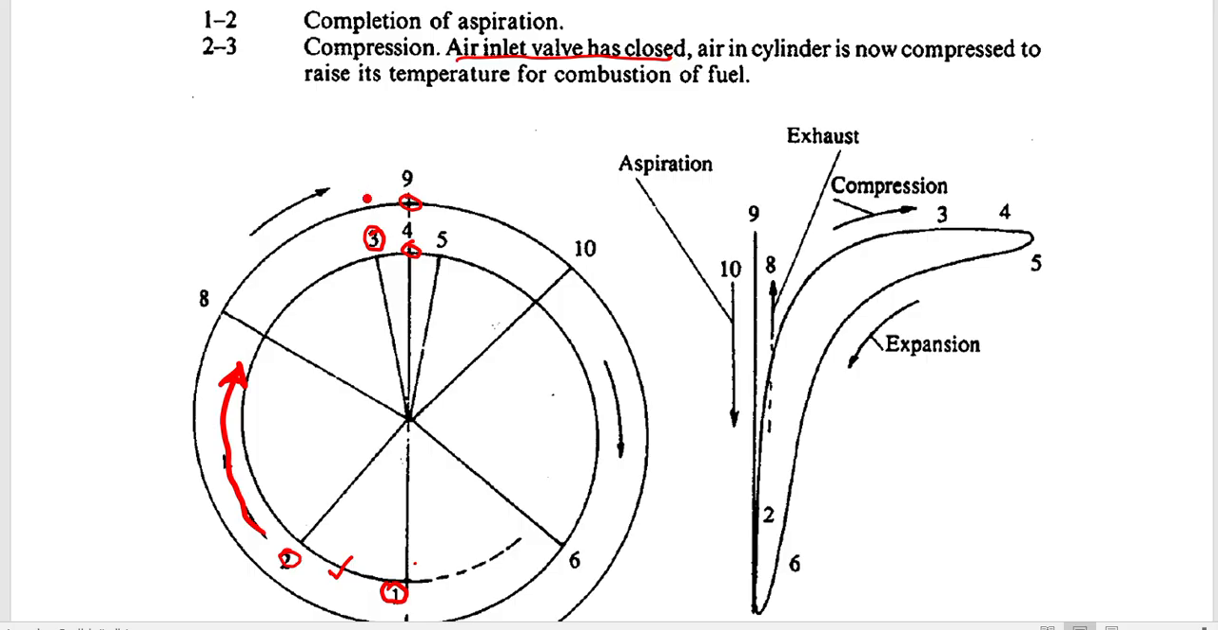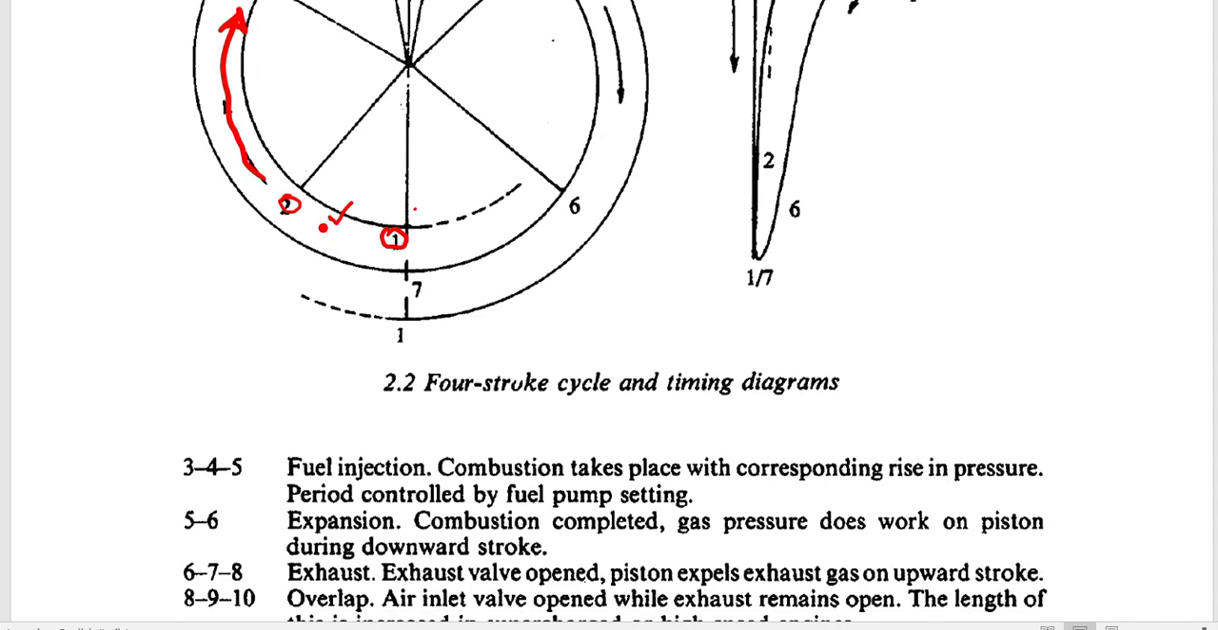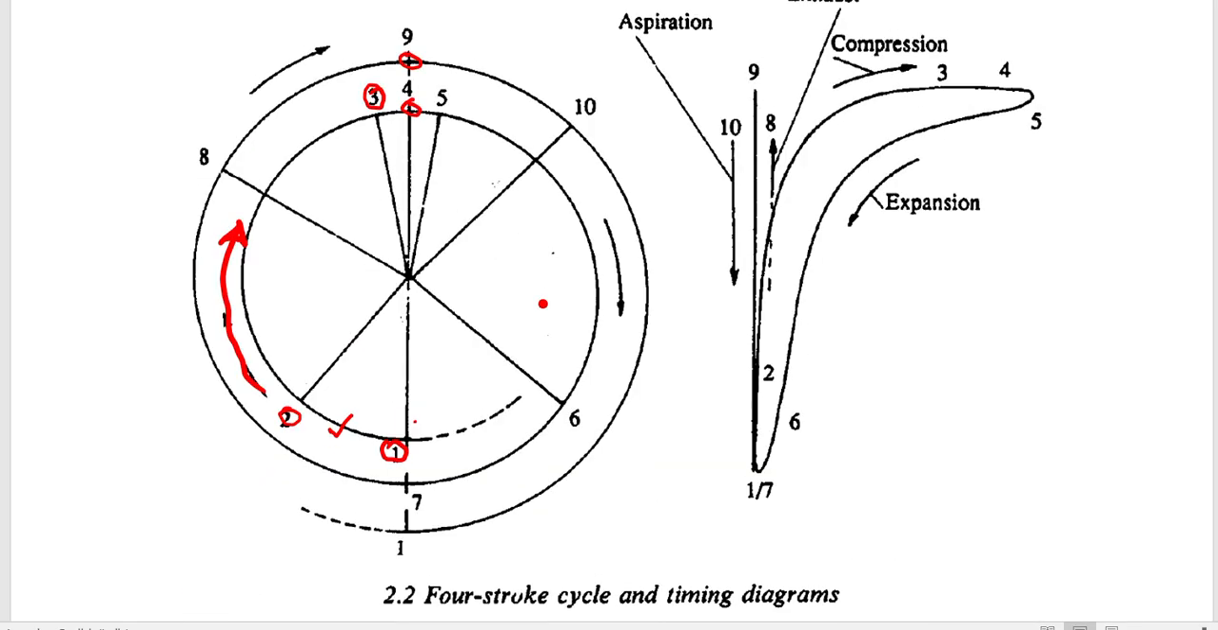Now, what is 3, 4, 5? 3, 4, 5 is your fuel injection part. Combustion will take place with a corresponding rise in pressure, and the period is controlled by the fuel pump setting. As per the fuel pump setting, the angle will vary, so we have different angles. The injection will start at 3 and end at 5.